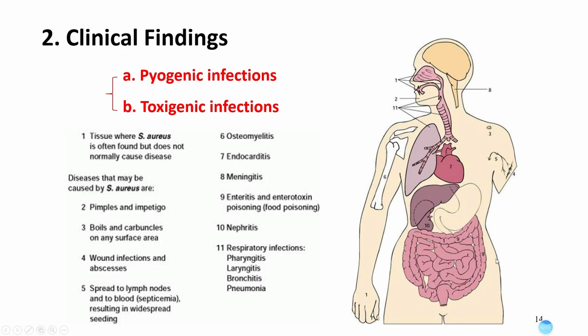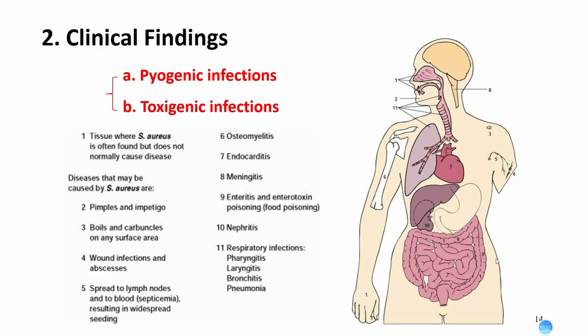Clinical findings. So that's the disease caused by Staphylococcus infection. Staphylococcus infection can cause two types of disease. One is a pathogenic infection, that's due to the bacterial infection itself. Another one is a toxigenic infection. So this is the problem due to the production of toxin, not the bacteria itself. Okay, let me show you the common pathogenic infection.